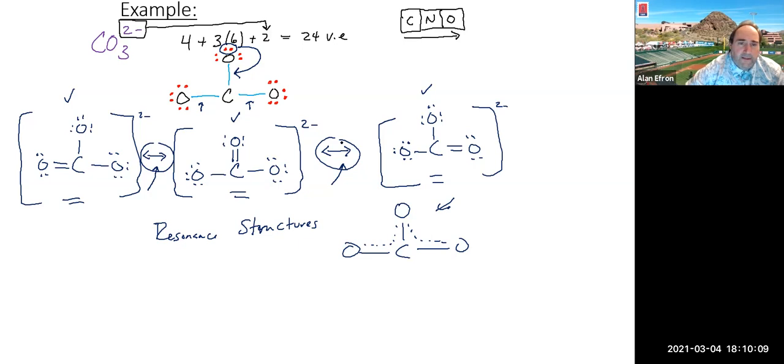So again, here you can see we didn't really double bond right out of the box. We sort of saved it to fix a problem. All right, why don't we try a few more?